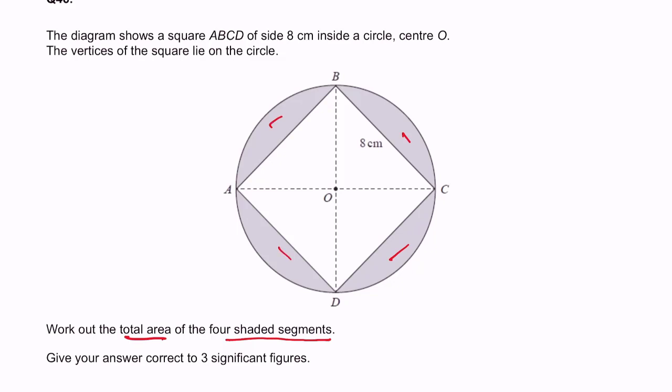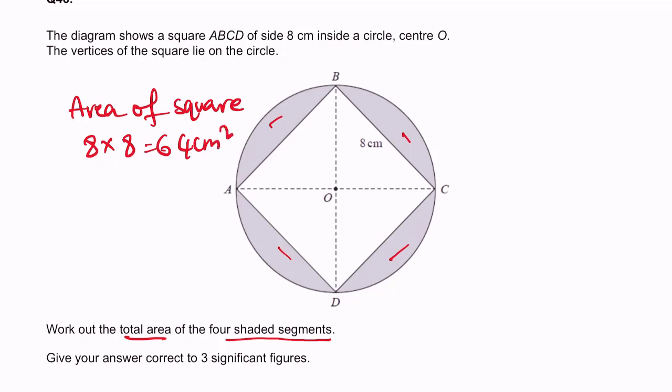Okay, now first of all we need to work out the area of the square. That would be the easiest thing to do. So let's work out here. So the area of the square is 8 times 8, because side lengths are the same, which is 64 centimeters squared.